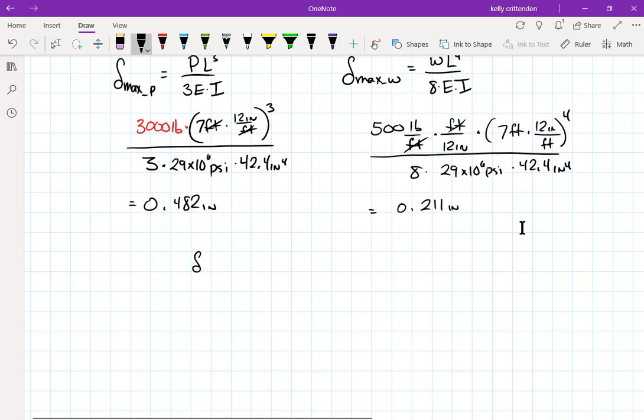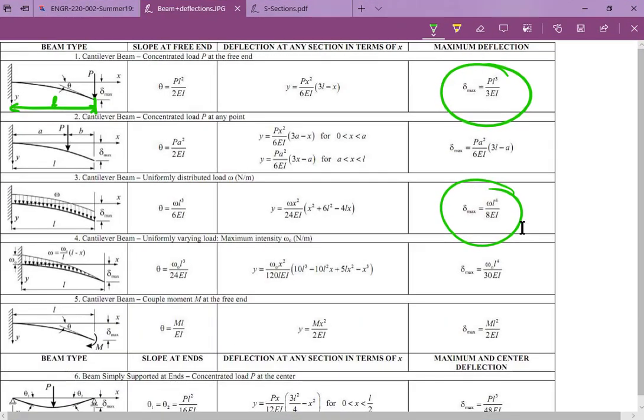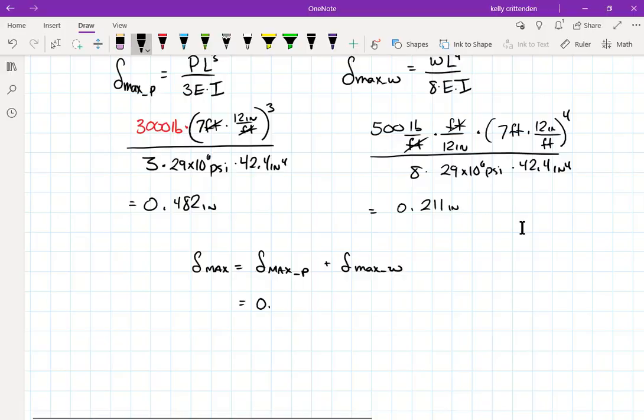And then total delta max would equal delta max from the point load plus delta max from the distributed load equals, they're both pointing downwards, so maybe you would want negative signs on this, although these charts do indicate that y, a positive y, goes down if you look carefully at the diagrams that they give you. So that's why I'm going to keep them as positive.